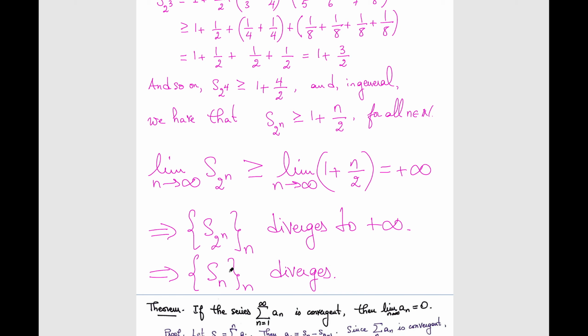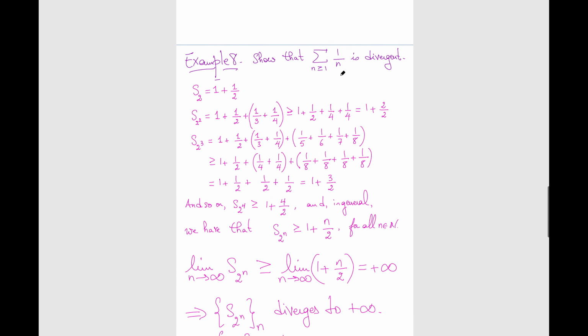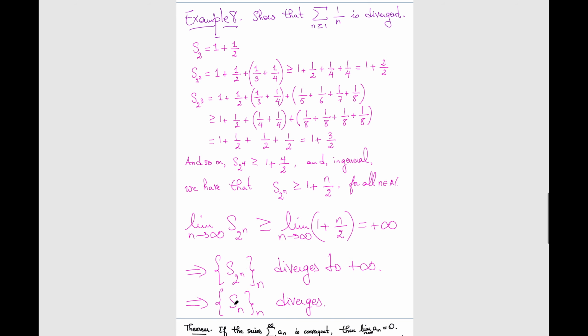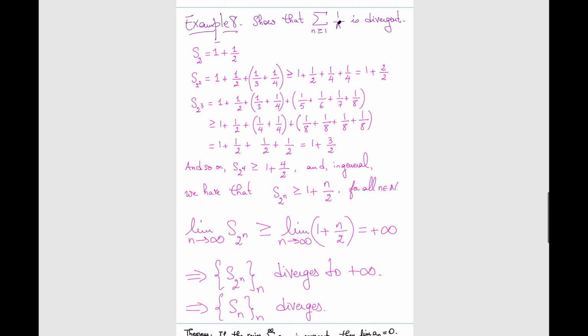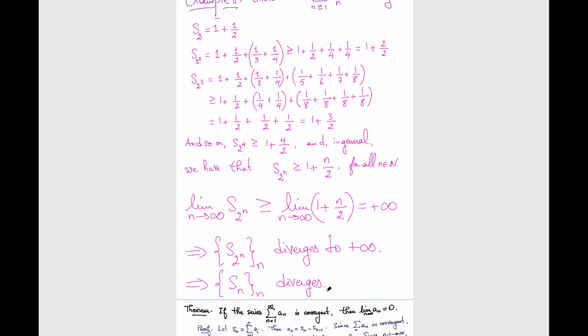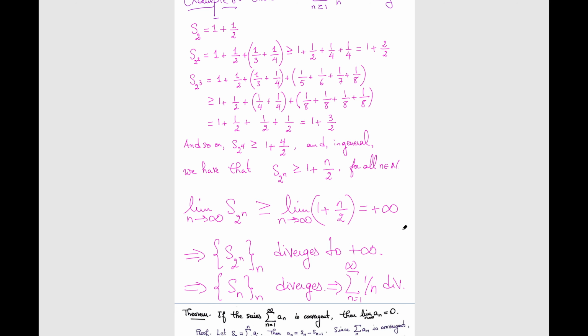And when you get your hand on whether or not the sequence of partial sums diverges, you know exactly whether the corresponding series is going to converge or not. Since the sequence of partial sums diverges, that series, which is the harmonic series, is going to be divergent. So this is going to force the harmonic series to diverge as well. Correct? Very good.